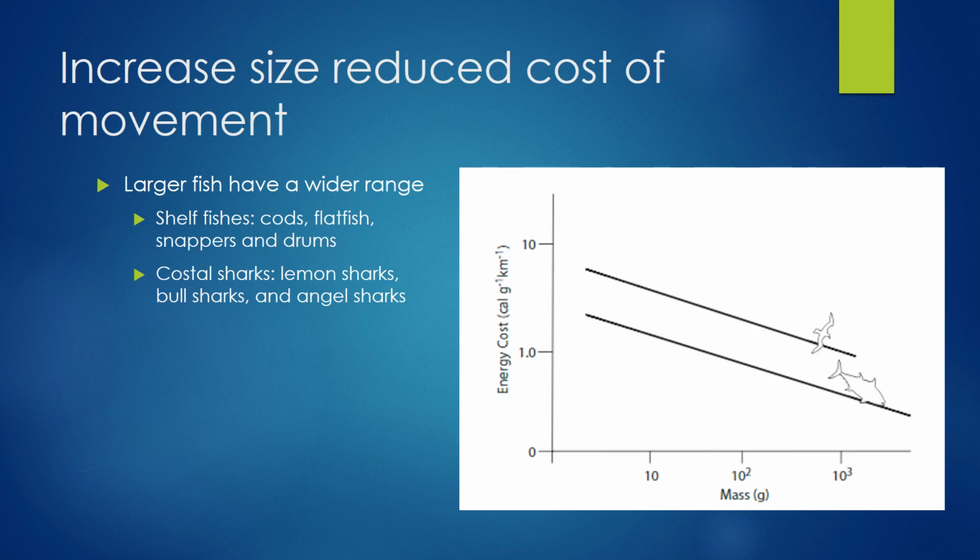Fishes such as cod, flatfish, snappers, and drums are going to have a wide range, as well as coastal sharks such as lemon sharks, bull sharks, and angel sharks, compared to some of our smaller fish like our killifish and our mummichogs.